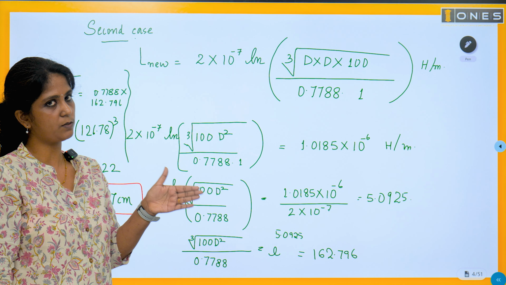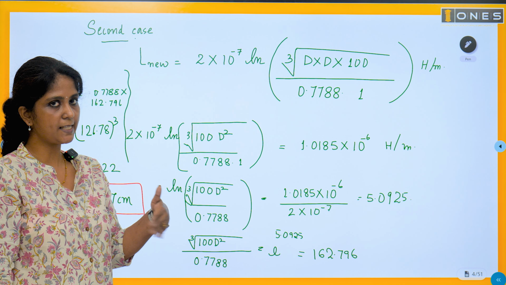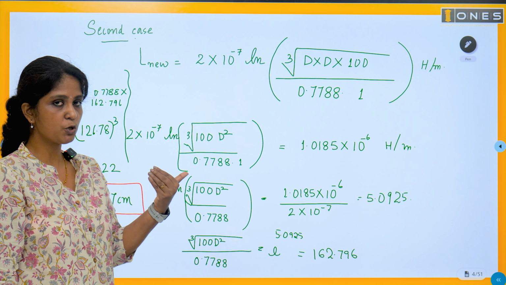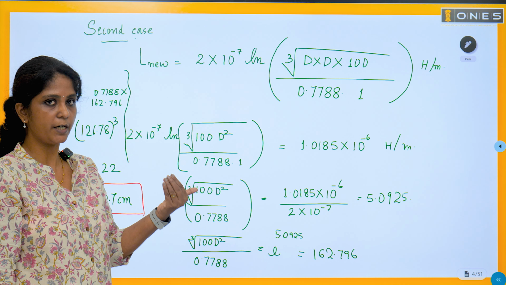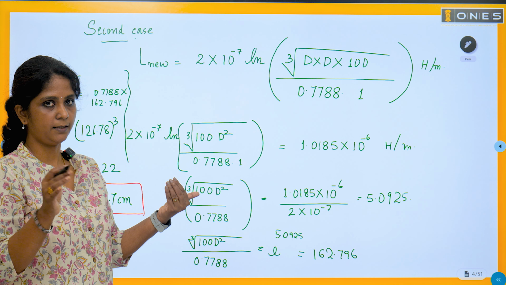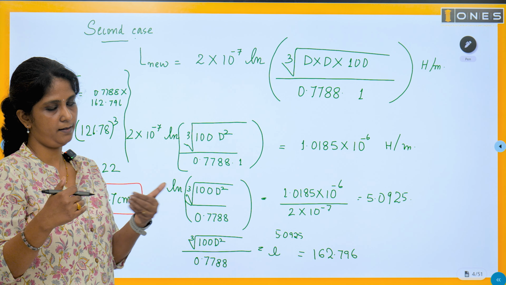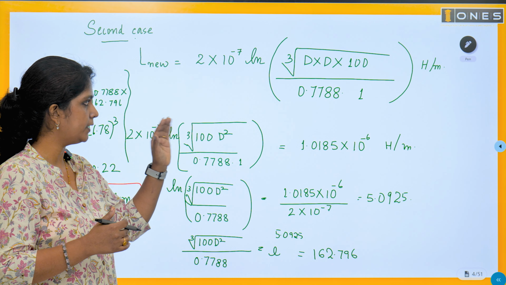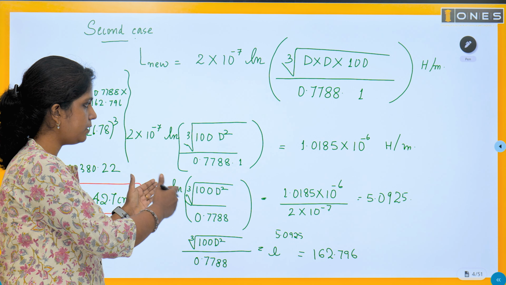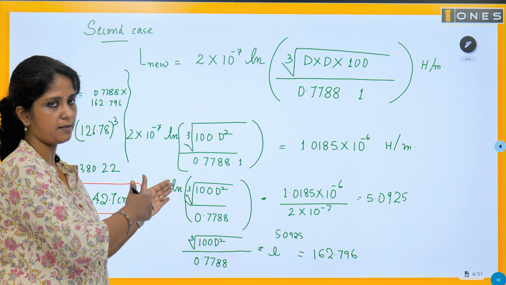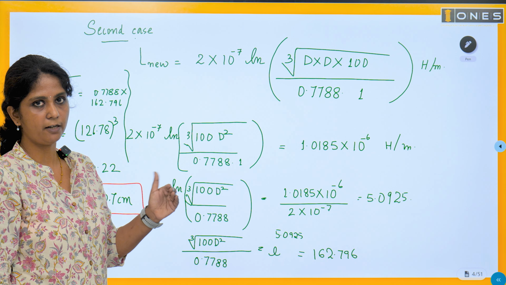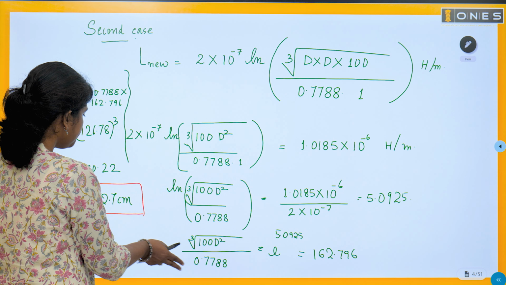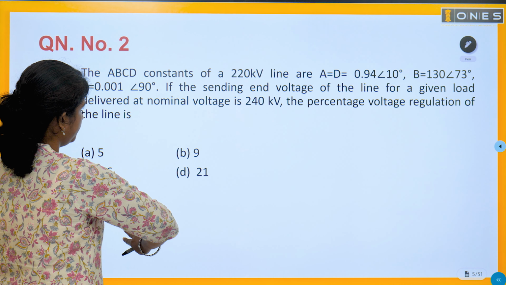So we have just used the basic formula for the inductance of a transmission line for the single phase two-wire system as well as the three-phase system. For three-phase we use the geometric mean distance, the cubic root of the three equivalent distances. So here it is just D into D into 100, and we equate it to the value that is 5% more than the first case. So we equate that and obtain the value of D. Okay.